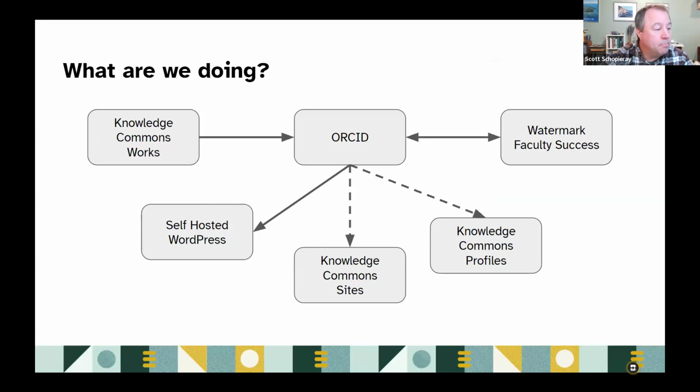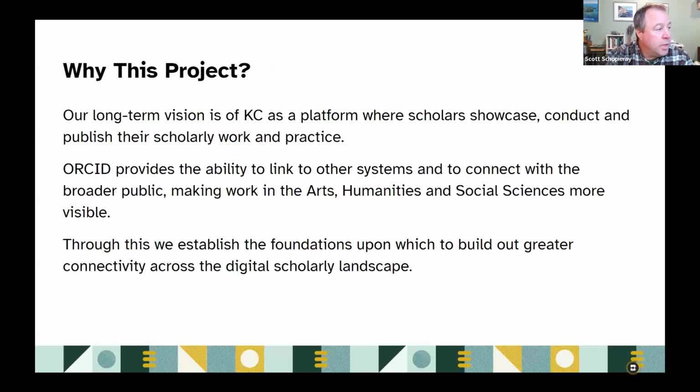And once it's there, as Sheila and John talked about, there's a bunch of other spaces you can connect to. You can see in this diagram that the solid lines are the connections that are already made, and the dashed lines are connections that we're working on at the moment. This really plays into our long-term goal of the platform being a space for scholars to showcase, conduct, and publish their scholarly work and practice.